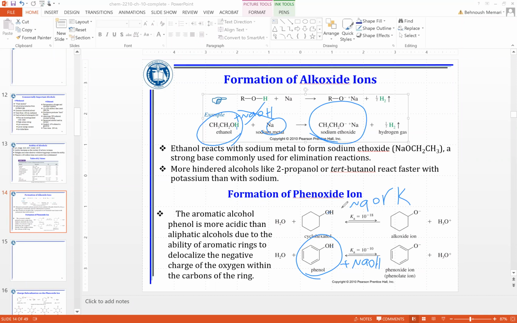Professor, are those the only elements or molecules that we can use in order to remove the hydrogen from the alcohol, or are there other ones? These are the only ones that are strong enough to remove the hydrogen from the alcohol: sodium or potassium. Okay, thank you. You're welcome. But for phenol, you can use sodium hydroxide. Sodium hydroxide is a strong base, but it's not as strong as sodium or potassium itself. Okay, any questions?